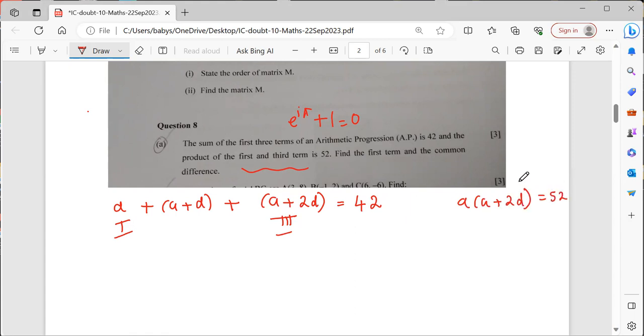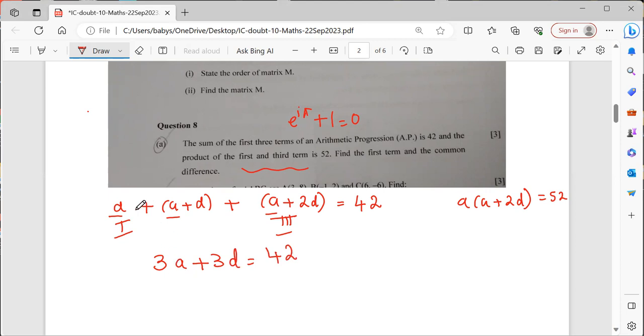Okay. So we have the sum of the first three terms. You can do the sum in another way also, which I will take up later. I don't want to confuse you now because tomorrow is an exam and this has come as a doubt. So I'll just teach you in the straightforward plain method. So A plus A plus A is 3A, plus 3D is equal to 42.